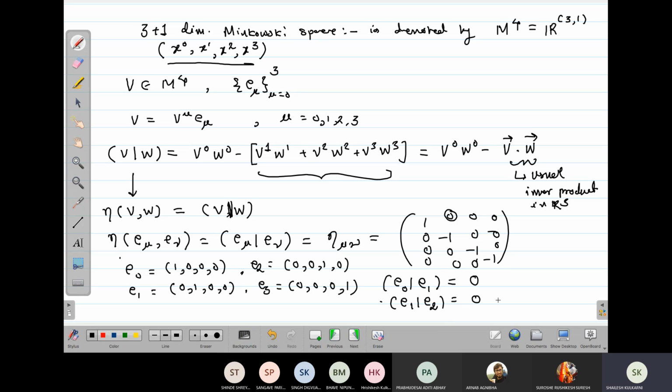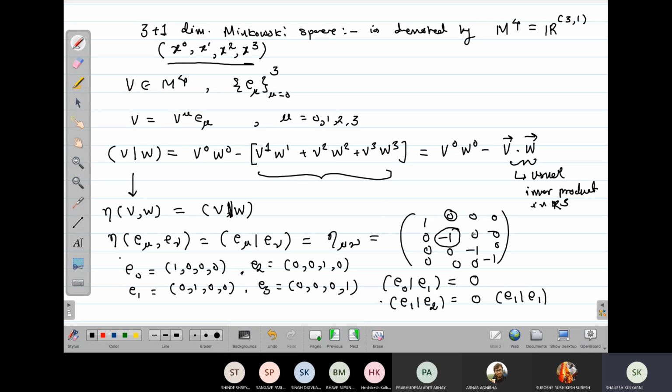Suppose I take E1 inner product with E1, what entry must I get? I must get -1. Now, is whatever we are defining here consistent with this? That is what you have to check. It may not change, or it may change. Is it clear?